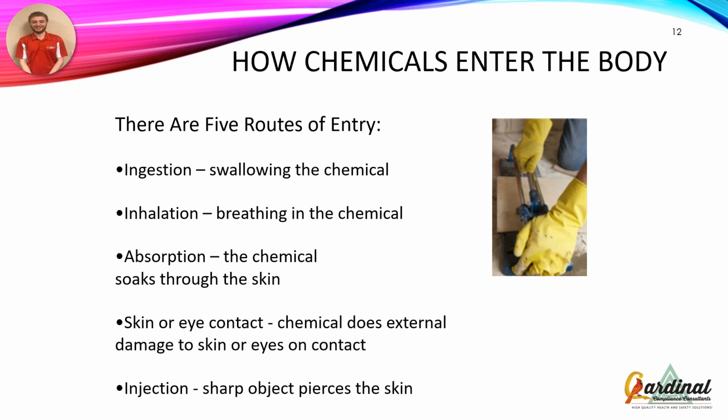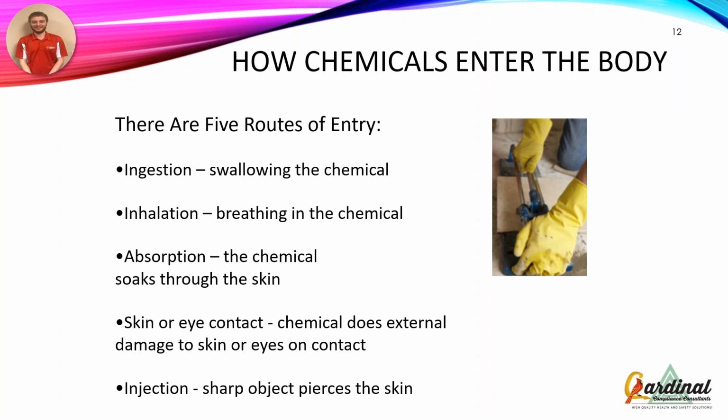Okay, so now we're going to talk about the 5 ways of how chemicals enter your body. Okay, they're routes of entry. Ingestion, obviously swallowing the chemical. You have inhalation, which is breathing it in through the nose and the mouth. You have the absorption through the skin. Usually it's going to soak through your hands most likely, but any part of your skin is definitely a way for a chemical to be absorbed. On the skin or eye contact, you'll see that with some corrosive materials. We'll get into more specifics about that here in a minute.